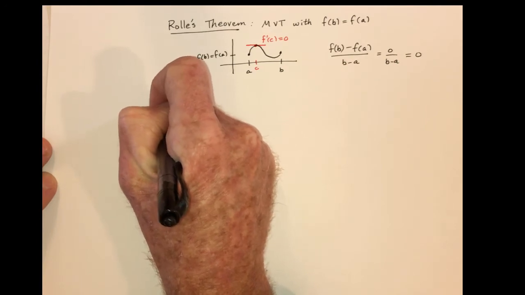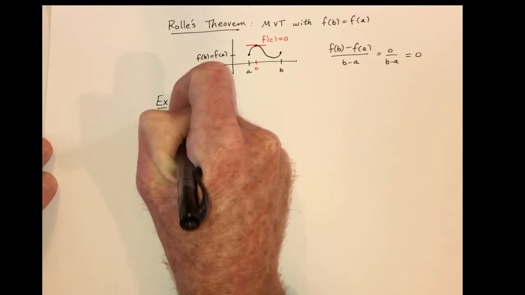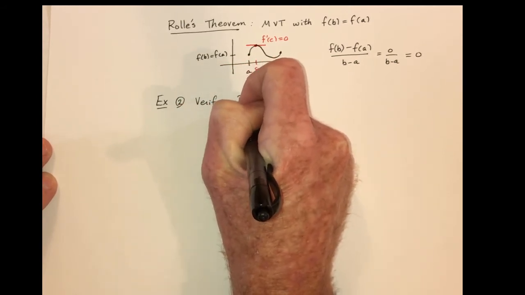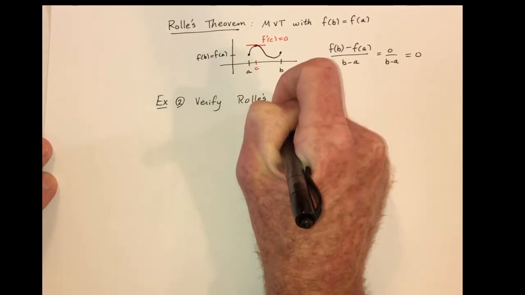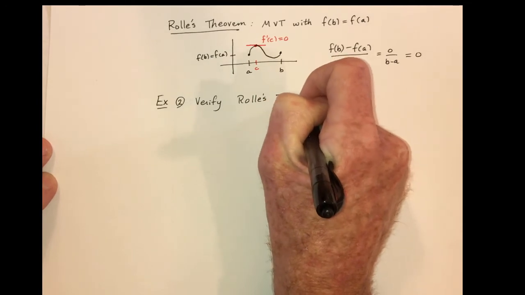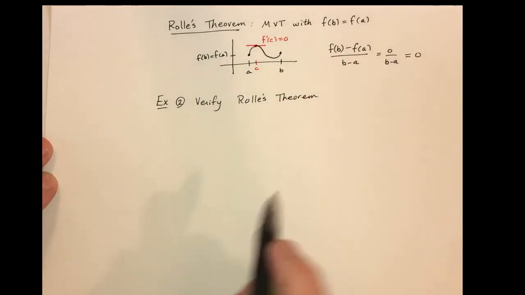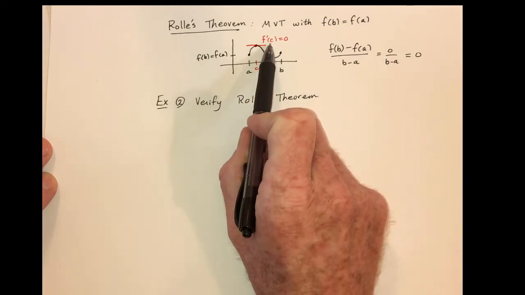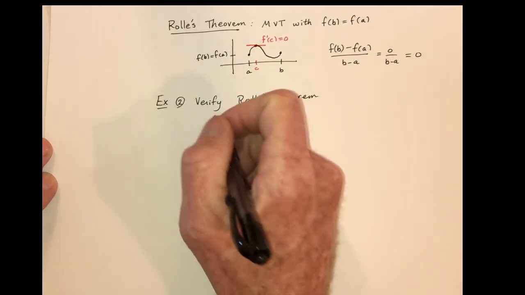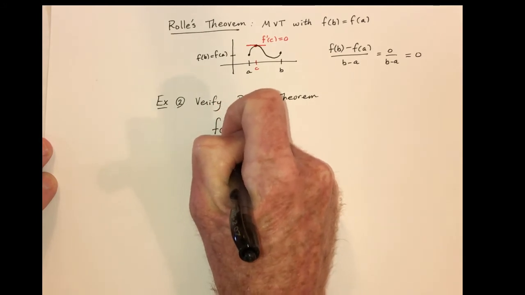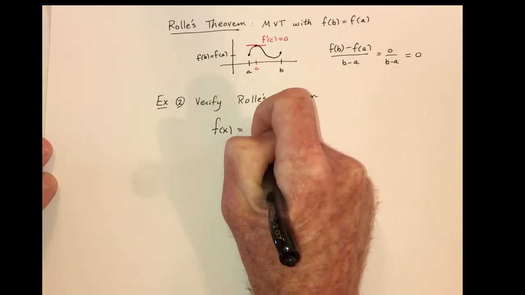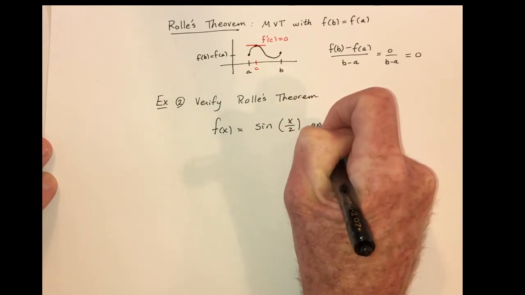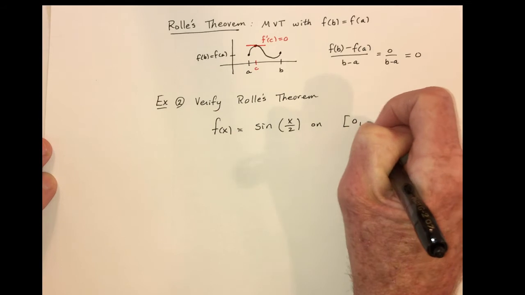So for example number 2, verify Rolle's theorem. So that means we need to verify this part and then verify this part. So the function is going to be sine of x over 2 on the interval from 0 to 2 pi.